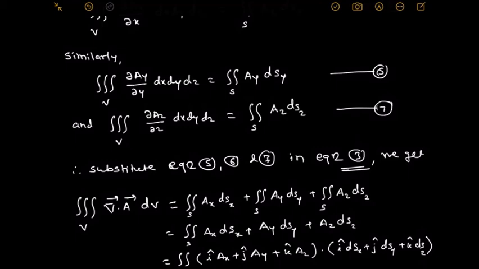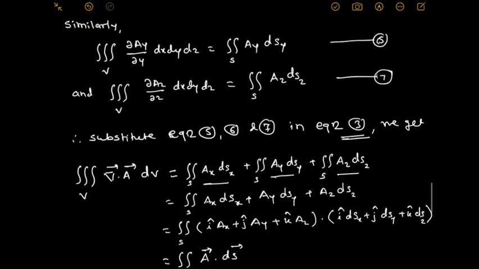The volume integral of the divergence of the vector point function over the volume dV is equal to the surface integral Ax dsx. That value is for which term? The volume integral of ∂Ax/∂x dx dy dz. Similarly, the second term is the result of the volume integral of ∂Ay/∂y dx dy dz, that is equation 6. And the third term, equation 7: the volume integral of ∂Az/∂z dx dy dz is known, hence we put directly Az dsz.